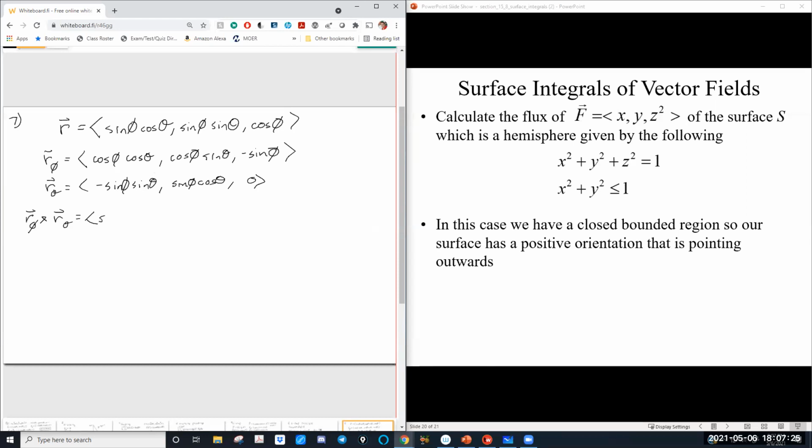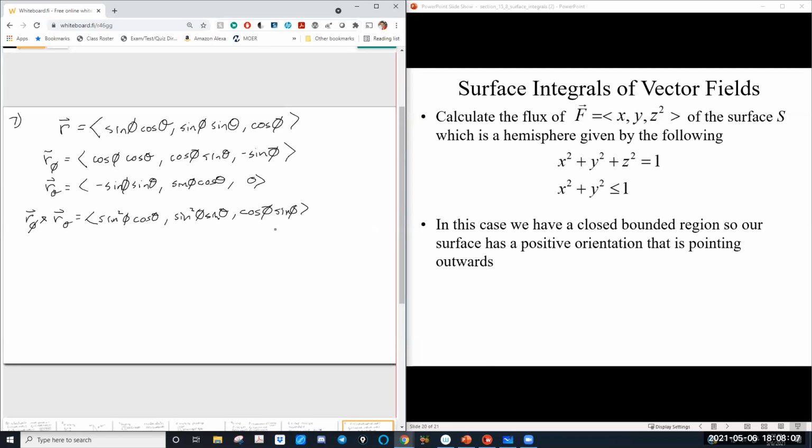So we end up with, I'm going to try and give you this simplified version: sine squared phi cosine theta, sine squared phi sine theta, and the third component ends up being just cosine phi sine phi. If you're looking on the handout, you can factor out the cosine phi sine phi on that third component, and then the cosine squared plus sine squared ends up being 1. So it simplifies to that pretty nicely.